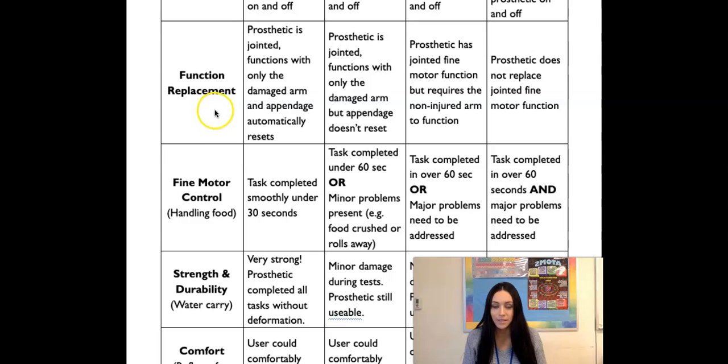The next component that will be tested is the function replacement. To get a 3, your prosthetic should be jointed, meaning that in the fingers there should be joints. We know that Layla lost the structure and the function of joints in her hands. So first, your prosthetic must be jointed. It also must function only with the damaged arm, meaning you slide it onto the arm that is being used to test it, and you do not need to use the remaining arm to operate the arm at all. But for 3, your appendage does not automatically reset, meaning when you bend the joints, they do not automatically pop back. For a 4, you will hit all of these components for a 3, but your appendage will automatically reset. Again, that means that when it is bent, it automatically resets to its original position.